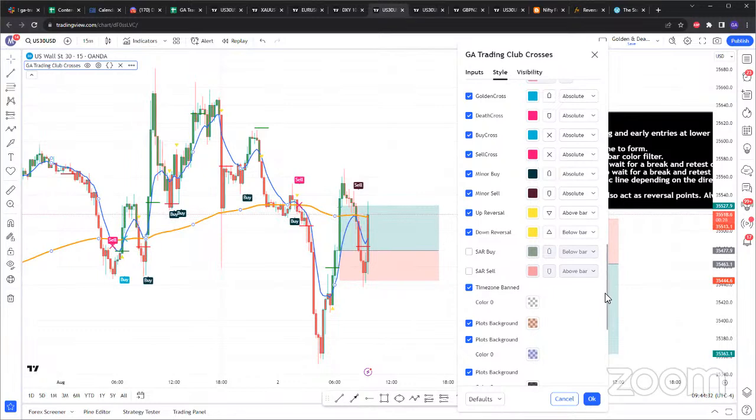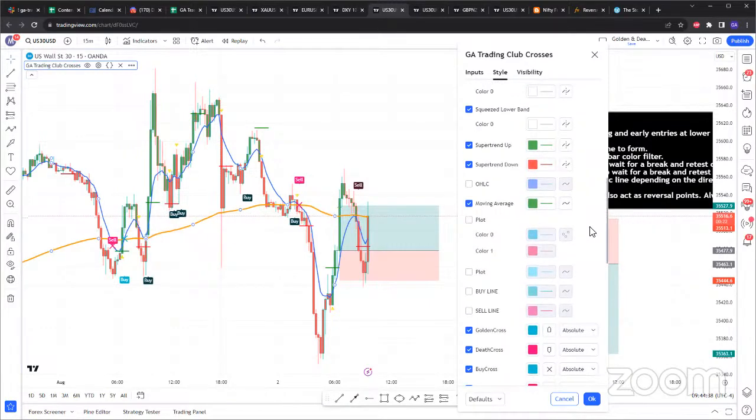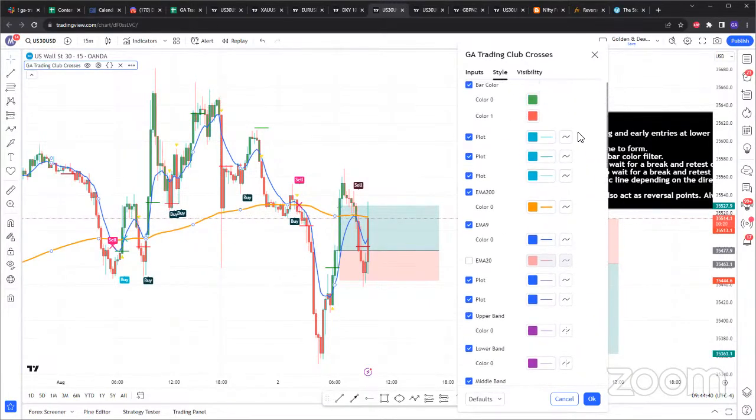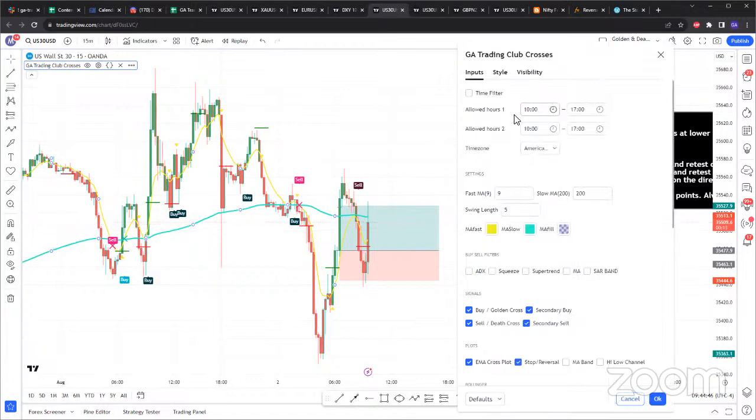And the rest of the inputs, this is how they look, for example, on my crosses indicator. So that's pretty much what they look like. Now, for the time filter, and this is universal to all my indicators. I know Zdaniak, who's in here, has been backtesting the profitability of this. And I did mention that, right?